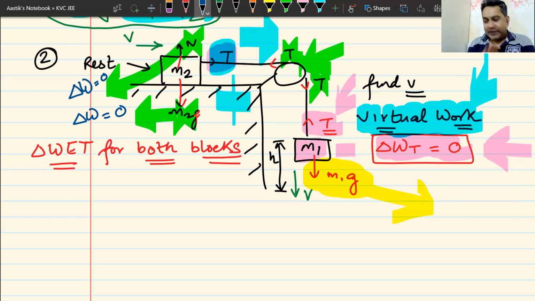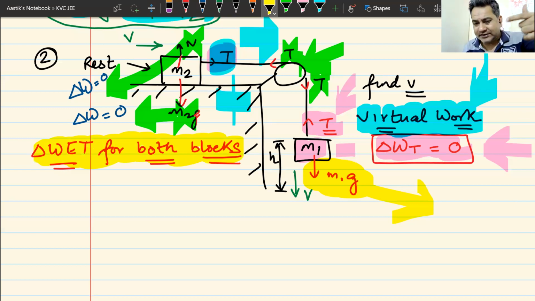Now, we have solved this question using Newton's laws of motion. We find out the acceleration. Then we put the equation v square is equal to u square plus 2as. But now, what we are going to do is to solve this using the work energy theorem. And we'll have to apply the work energy theorem for both blocks together. Now, we can also solve this question by applying the work energy theorem for one block, for block m1. If you apply it, you can get the answer. For block m2 also, if you apply it separately, you will get the answer.